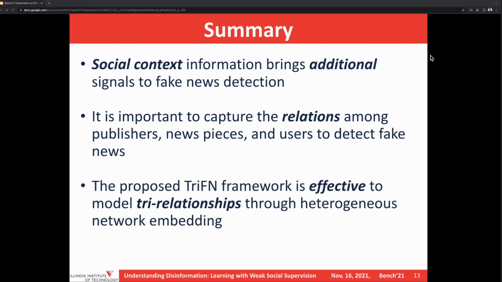To summarize this work, we have shown that social context information is very important and can bring additional signals to fake news detection. It's important to capture the relations among publishers, news, and users to detect fake news, right? And the proposed framework, TRI-FN, is very effective in modeling these relations.